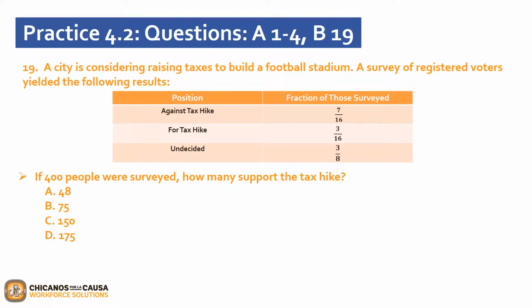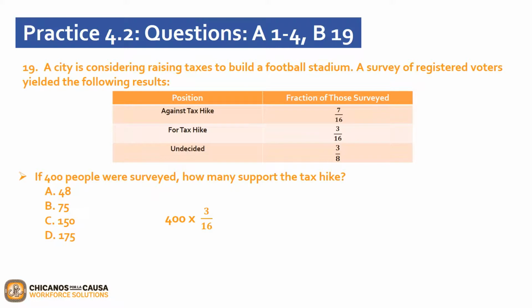Now that you have tried to do this problem on your own, let's go ahead and review it together. So what it's asking is, if 400 people were surveyed, how many of these people support the tax hike? So in this case, 400 is our total amount, which would also make it our whole number. Now we can see from our diagram that those that are for the tax hike make up 3/16 of the total. So let's go ahead and combine these particular numbers in order to solve the problem. So what this is really asking is, what is 400 times 3 over 16?